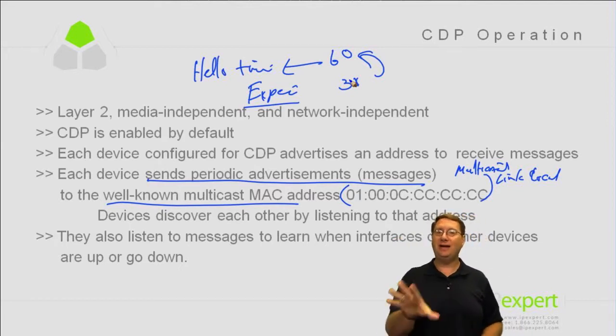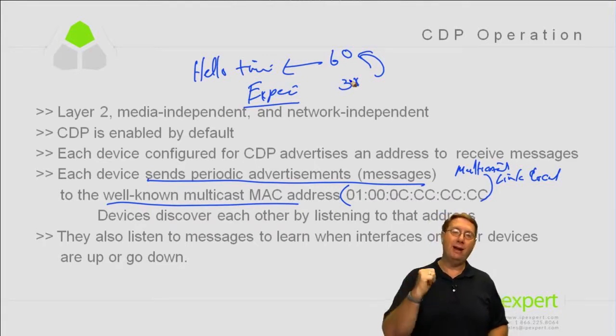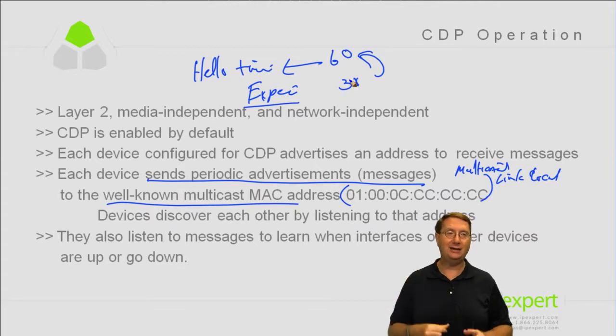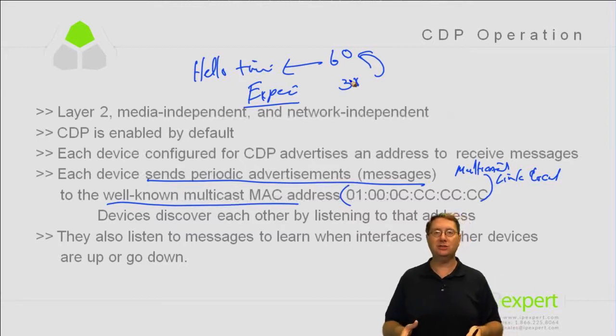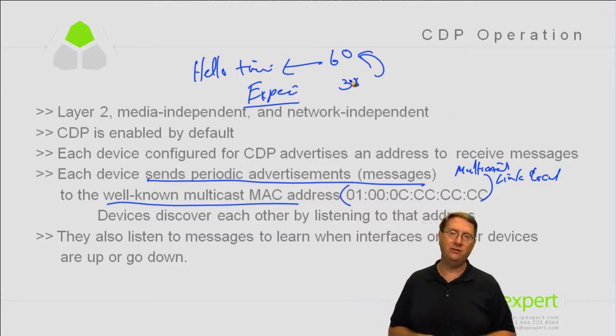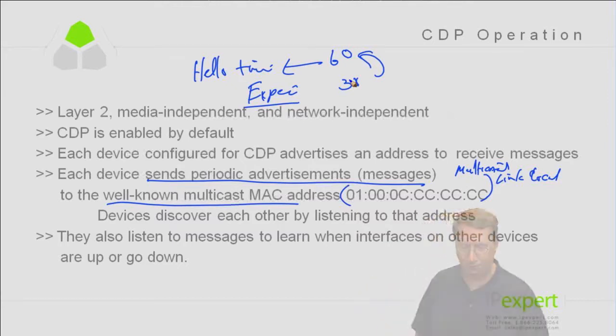So keep in mind, by default it's 60 seconds for my hellos, which means I'm going to be sending those multicast hello messages out to that MAC address that you see directly above my head. And what's going to happen is if I miss 3 of those, so after 180 seconds, if I have not received something from my neighbor, I'm actually going to expire the information that I learned from that neighbor from my CDP table.